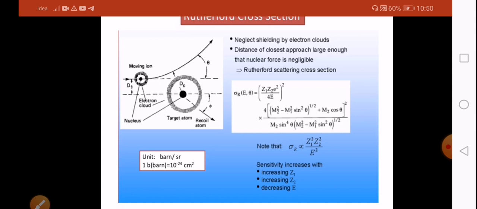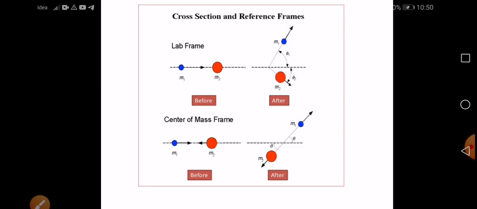Then theta is the scattering angle. Only these terms are used in this equation. Okay, so using the Rutherford cross section, the scattering cross section can be calculated using this equation.